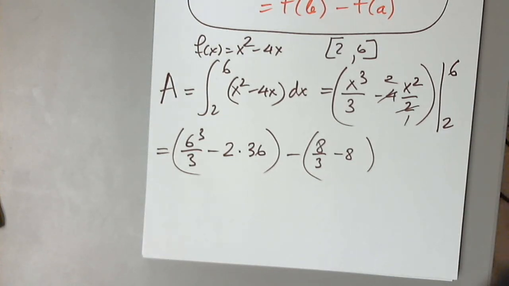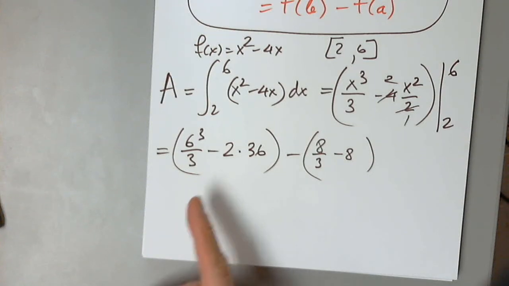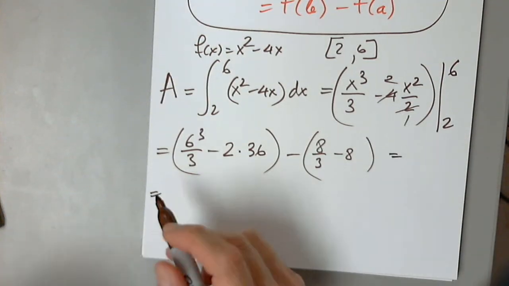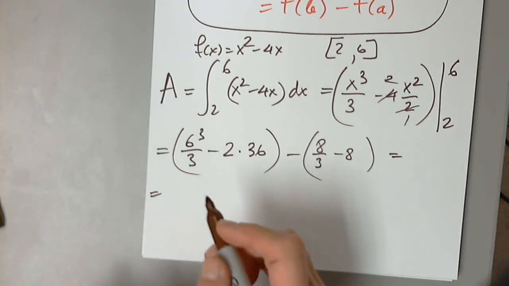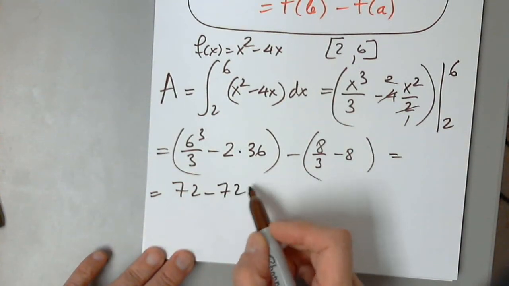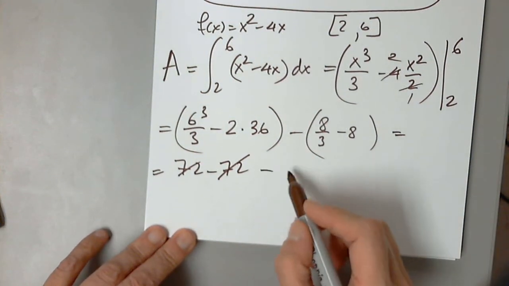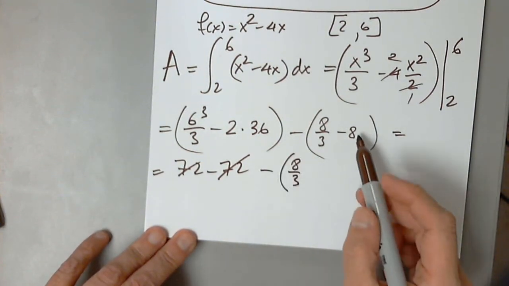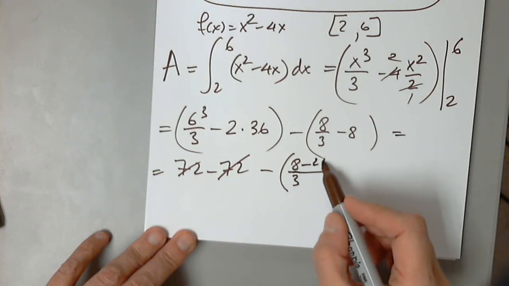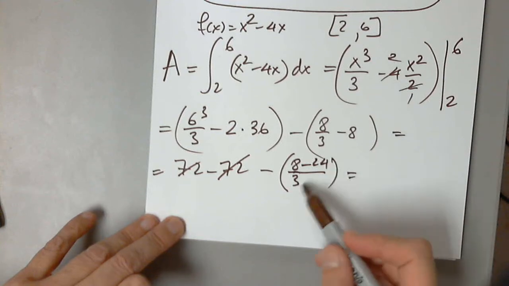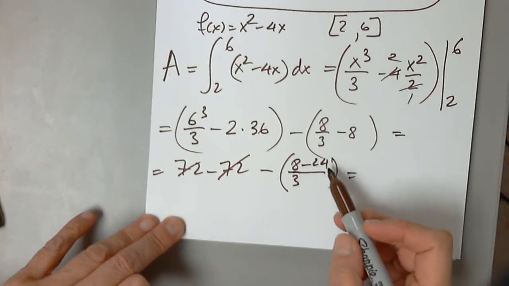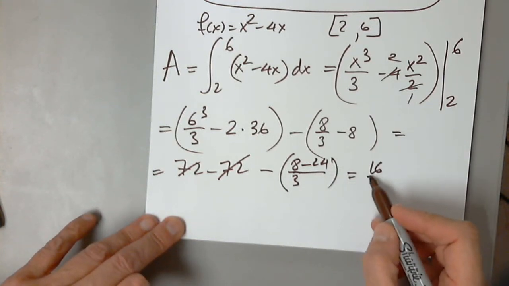So 6 cubed divided by 3 is how much? 72. And you divided by 3 already? Yeah. Very good. So you said 72. Minus 72, I like that very much. Minus 8 thirds. And minus 24. So this is negative 16 over 3 with minus in front, 16 thirds.